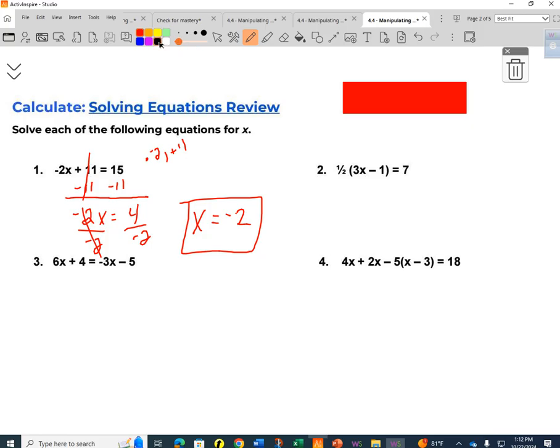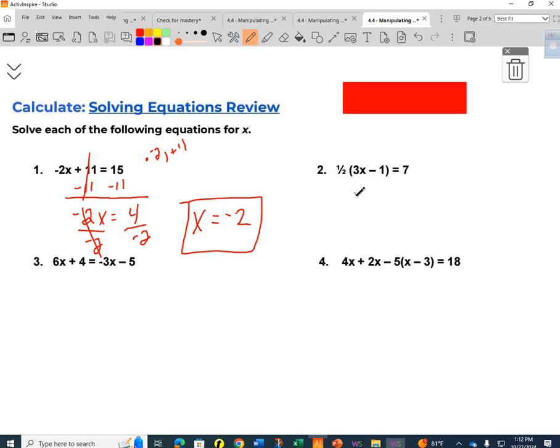All right, so the next one has a fraction in it. Most of the time, I'm going to suggest that you get rid of a fraction, especially if you have a fraction that's going to require you to add and subtract fractions. So example 2 is one of those.